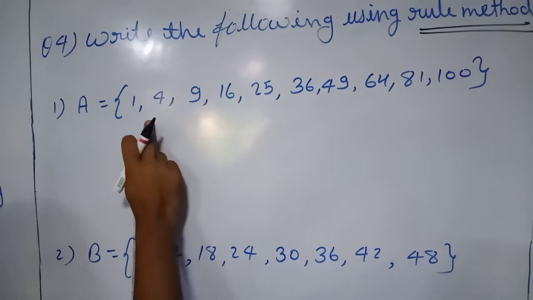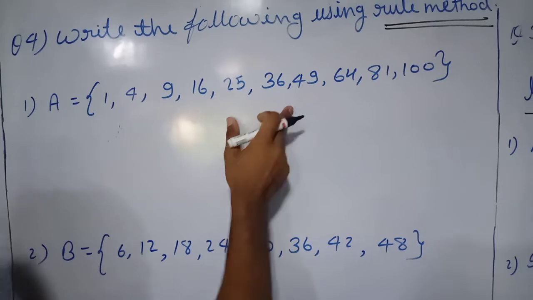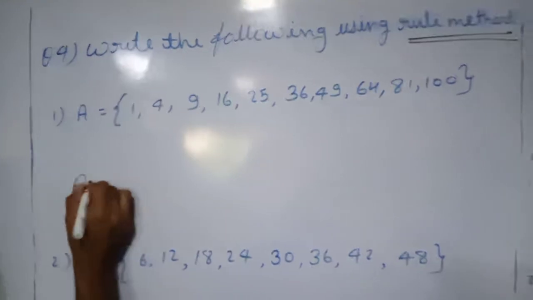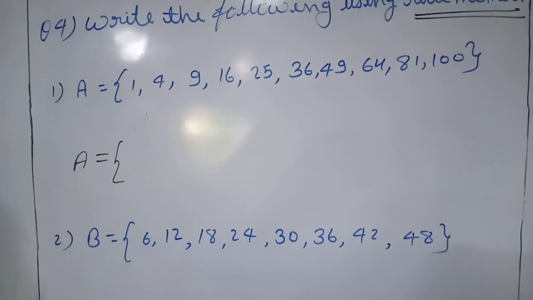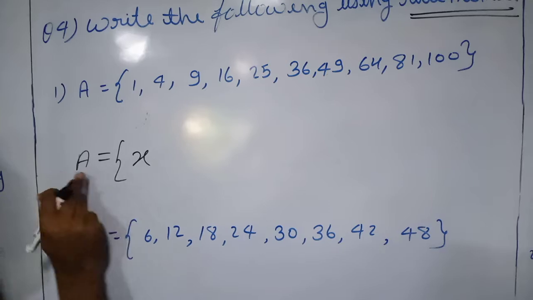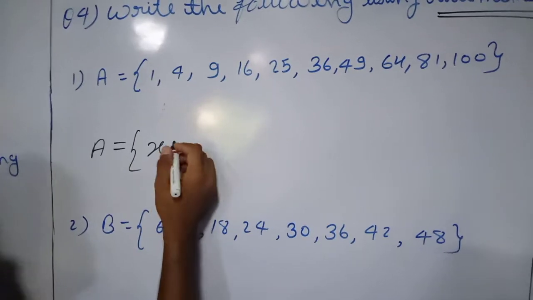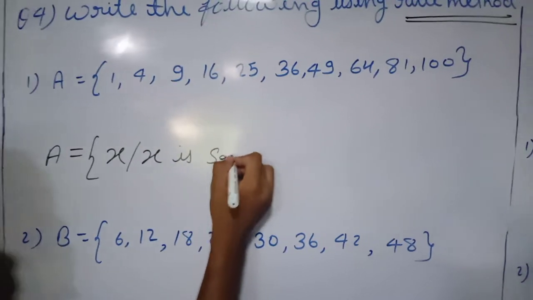Yes, these numbers are all square numbers. So how are we going to write it in the rule method? Again, the name of the set will be the same, in curly brackets. We are going to assume X. Set A is equal to X such that X is a square number.